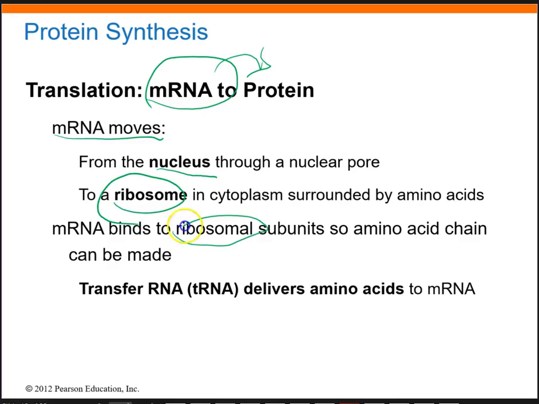Again, these ribosomal subunits are going to latch onto the RNA, okay? And they're going to go down and read the RNA codon by codon by codon. Now, there is another type of RNA that's involved in this translation, and it's called transfer RNA, or tRNA. This is what actually delivers the amino acids, brings them over to the mRNA and the ribosome so that they can be latched onto each other. I'm going to show you pictures, and it's going to bring it all together, I promise.